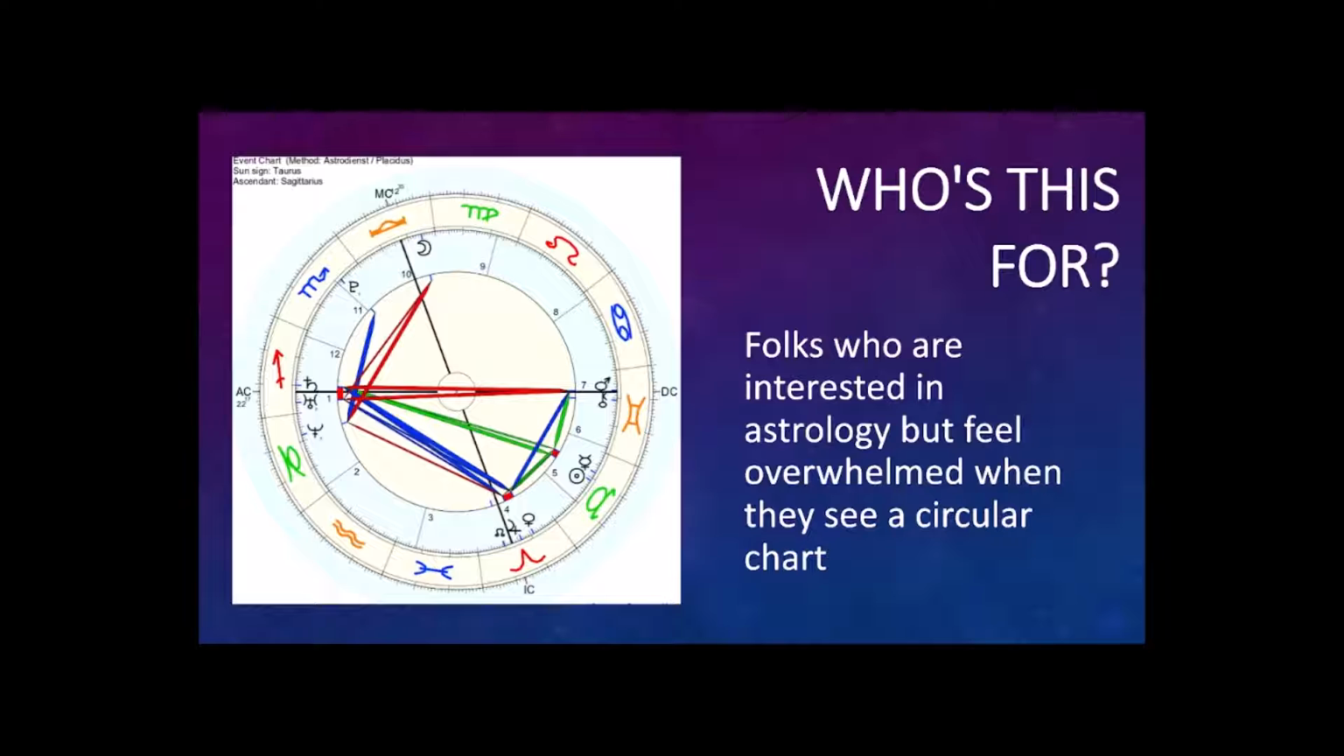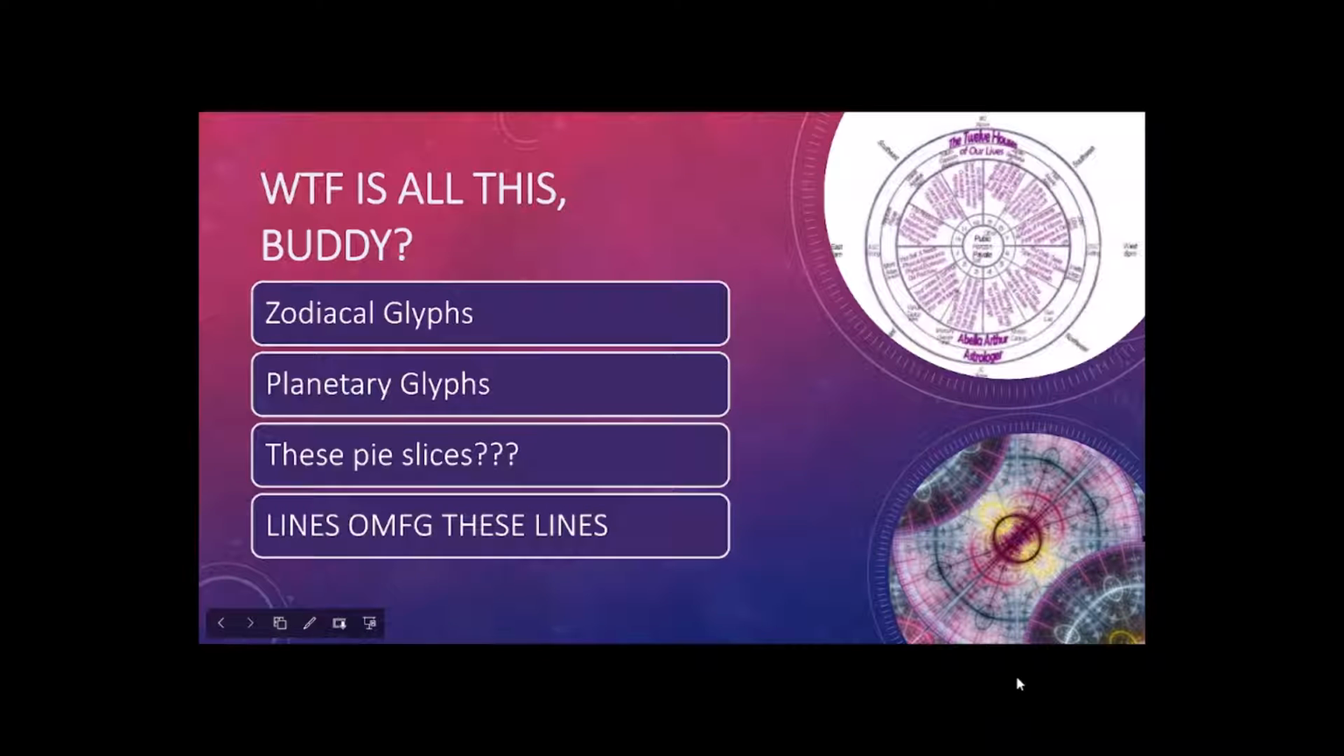I wanted to make this series to help break down the elements of a circle chart and make it a lot easier to understand. And there are a few barriers to entry that are really basic and prominent. So the four main elements of a circle chart that I think of as the major hurdles are, the first two are just understanding the glyphs, understanding what means what.